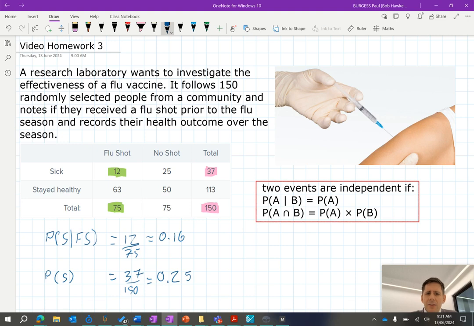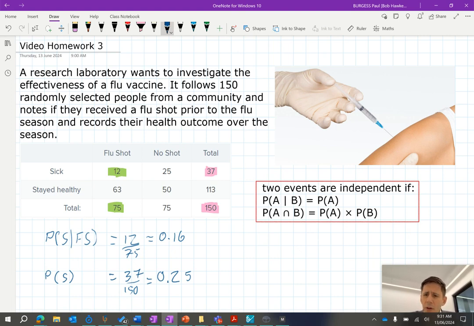It's actually, if you look at this, 0.25 is an extra 0.09 more than 0.16. So it's more than 50% greater. You've got more than 50% greater chance of getting sick without the flu shot than if you have the flu shot. So we would say that was a significant difference.